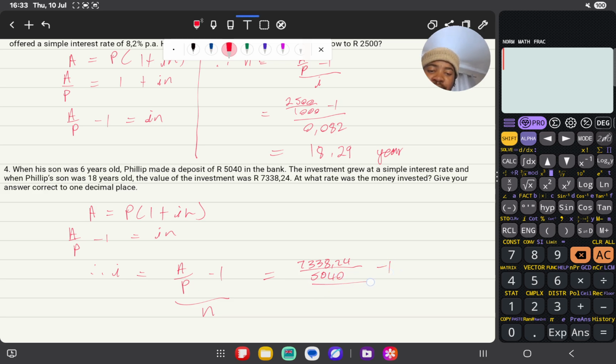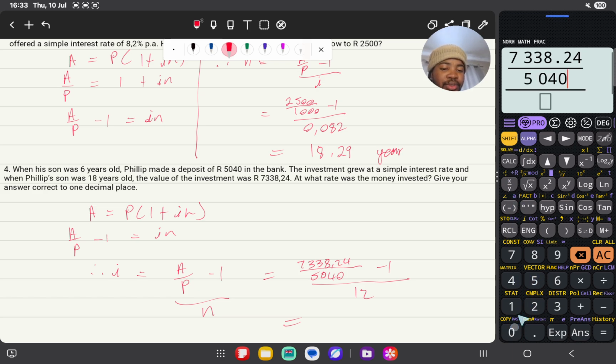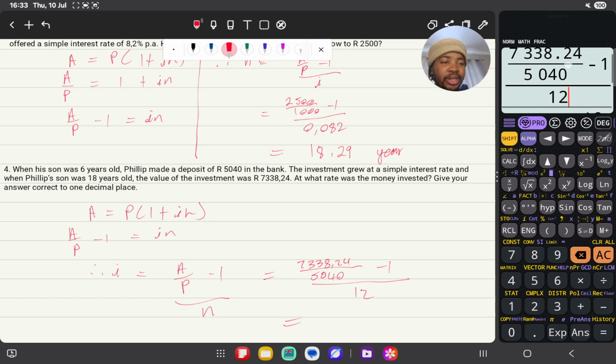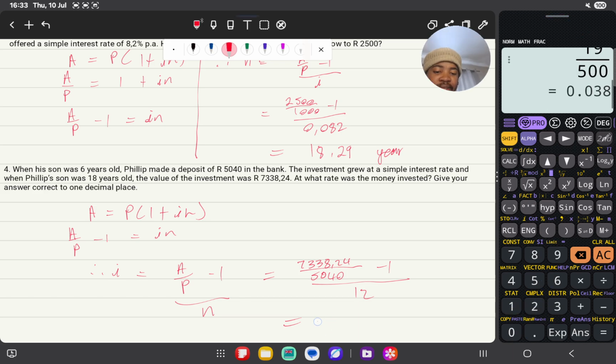7,338.24 divided by 5,040, minus 1. He was 6 years old, and later on he was 18 years old. That is a 12-year period, so divided by 12, and I am getting 0.038, which is 3.8% per annum, right?